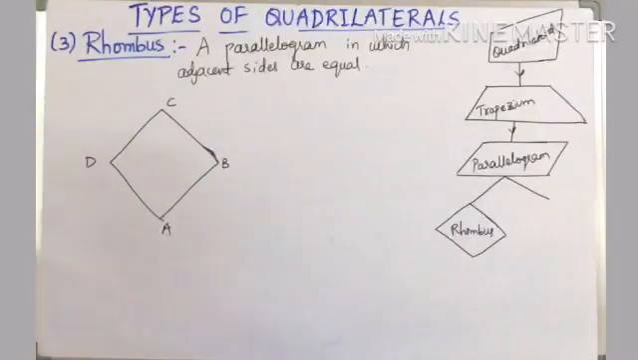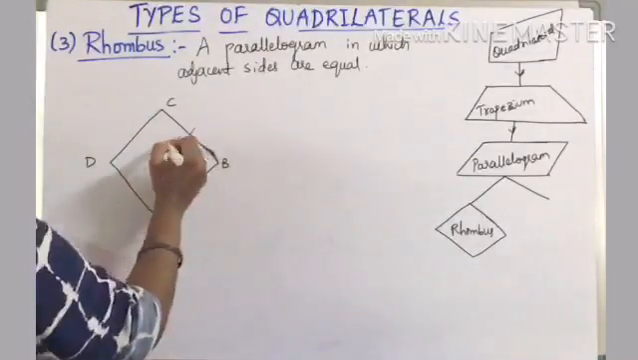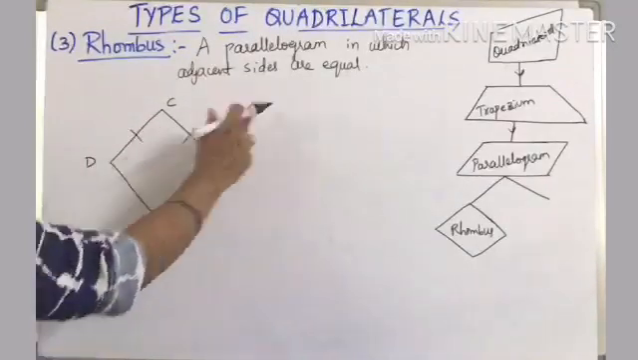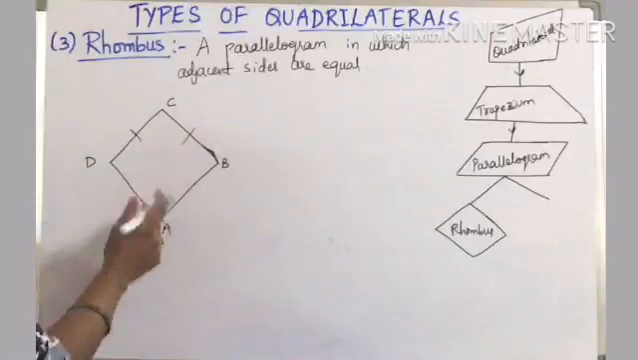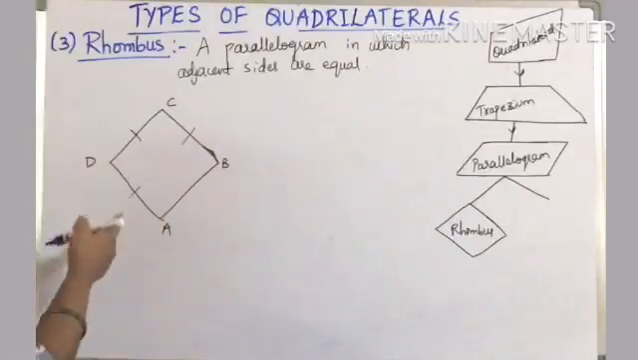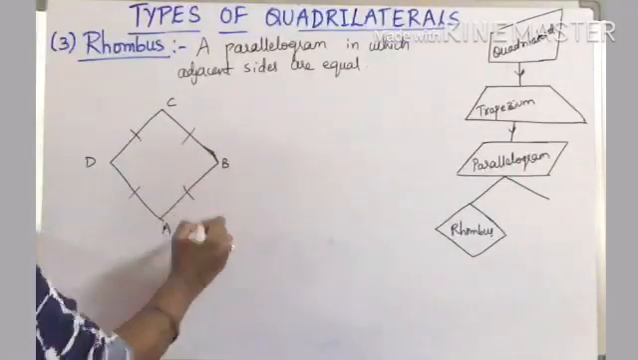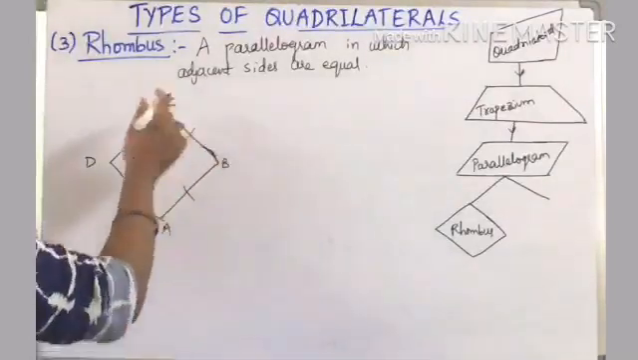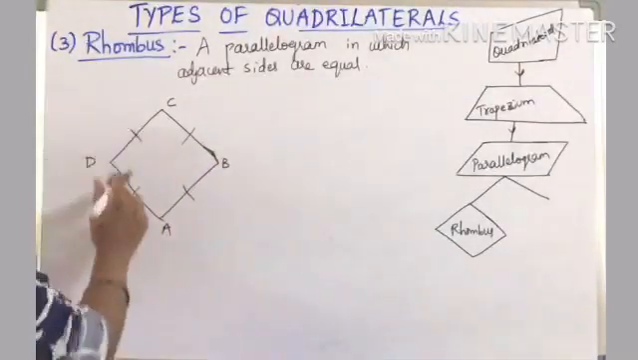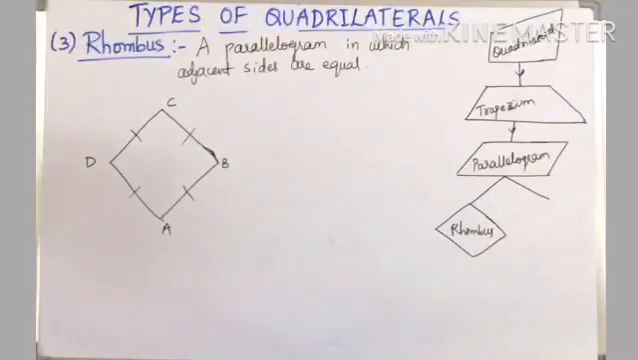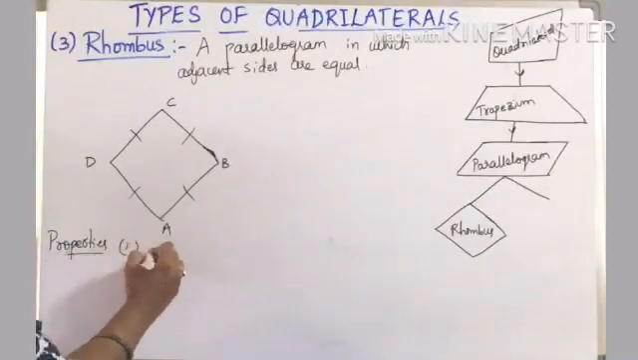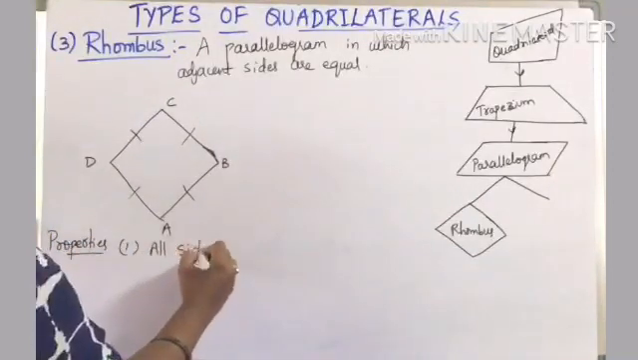Okay. Now in this, BC and CD are adjacent, so they are equal. CD and DA are adjacent, so they are equal. DA and AB are adjacent, so they are equal. AB and BC are also adjacent, equal. So by this we got in rhombus all the four sides are equal. Is that clear, children? So the first property is all sides are equal.